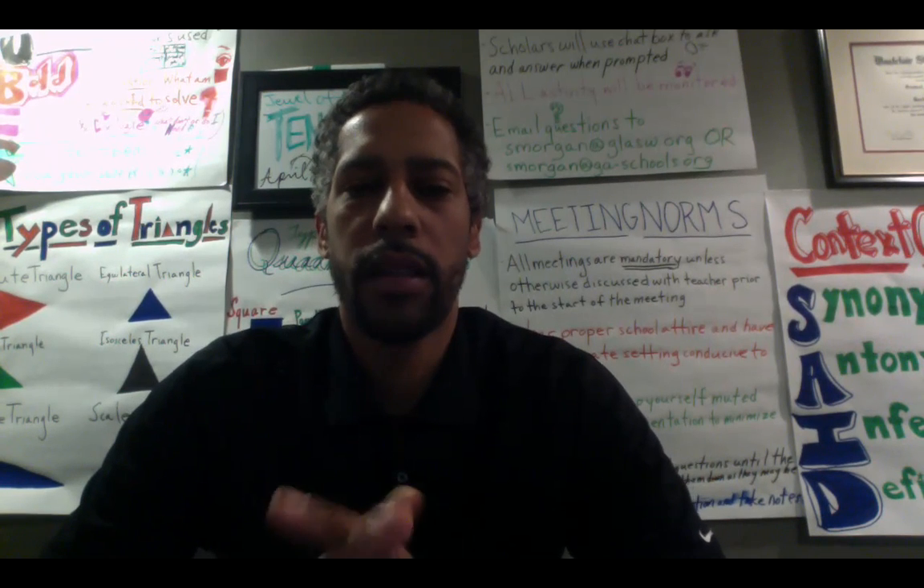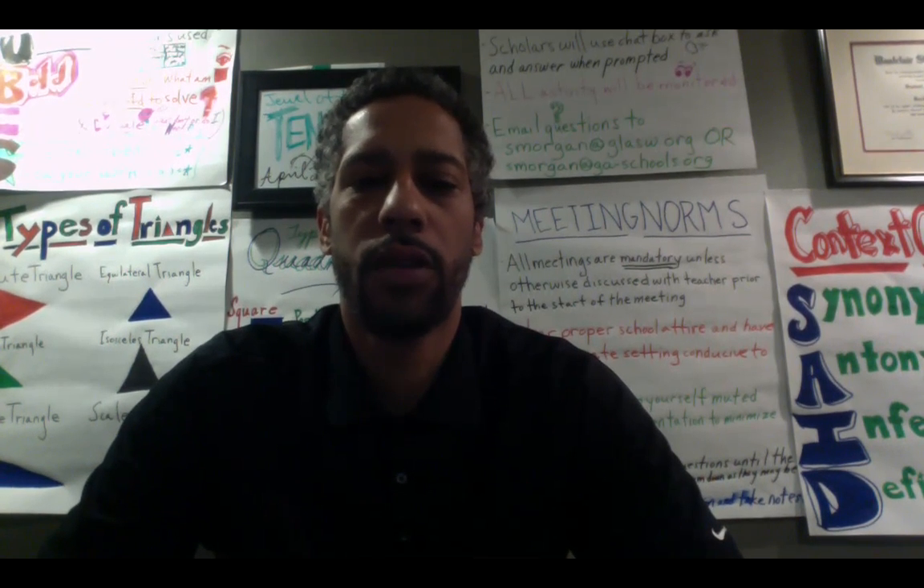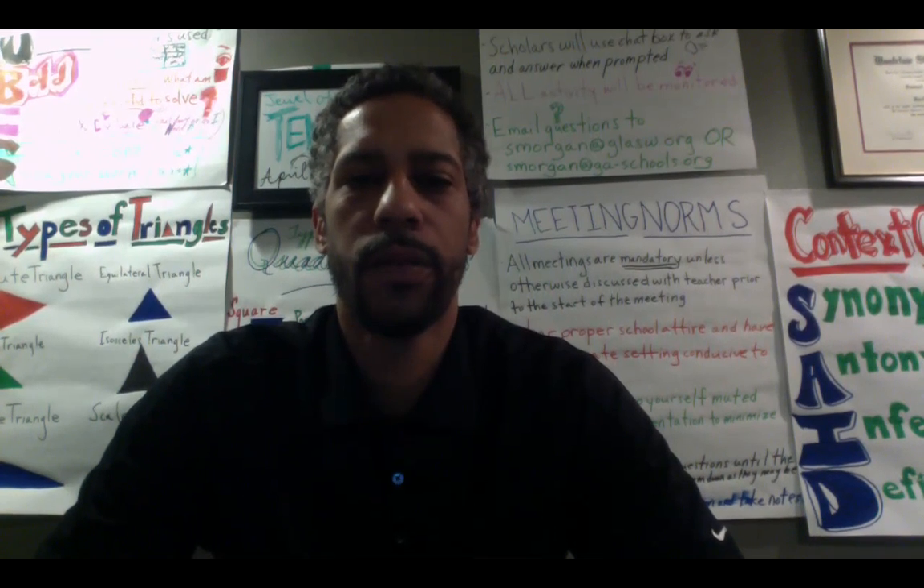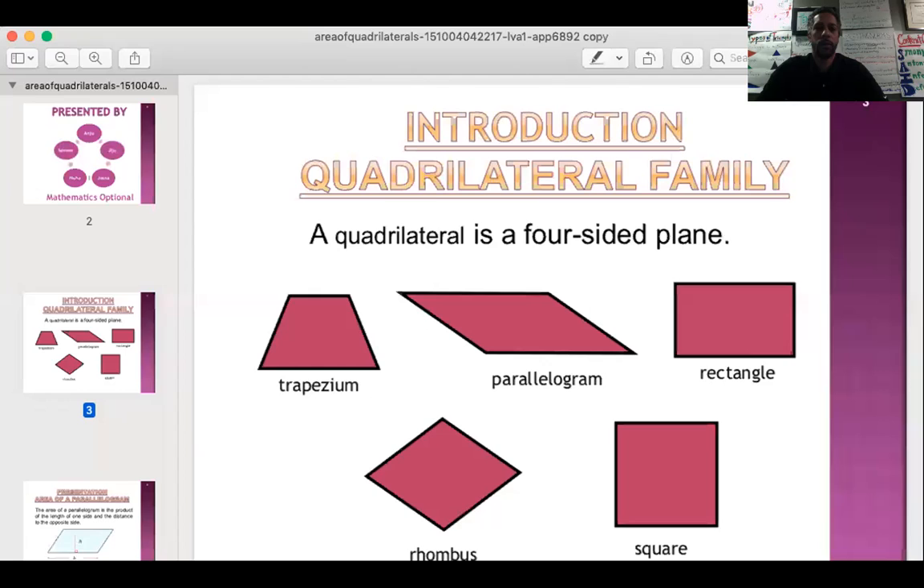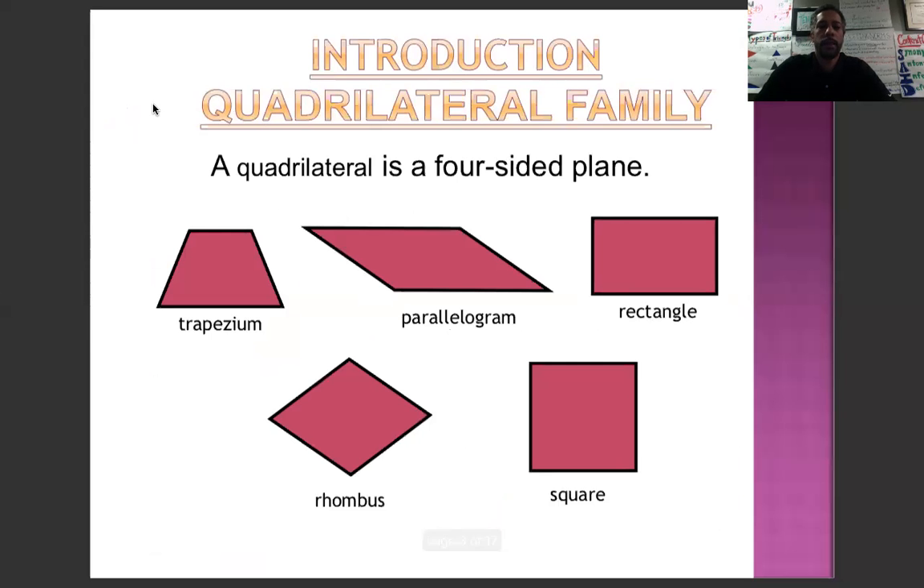Today's math lesson is going to be on the area of quadrilaterals. I'm going to look at this presentation. So, an introduction to the quadrilateral family. A quadrilateral is a four-sided plane. Some examples are a trapezium or trapezoid, a parallelogram, a rectangle, a rhombus, and a square.